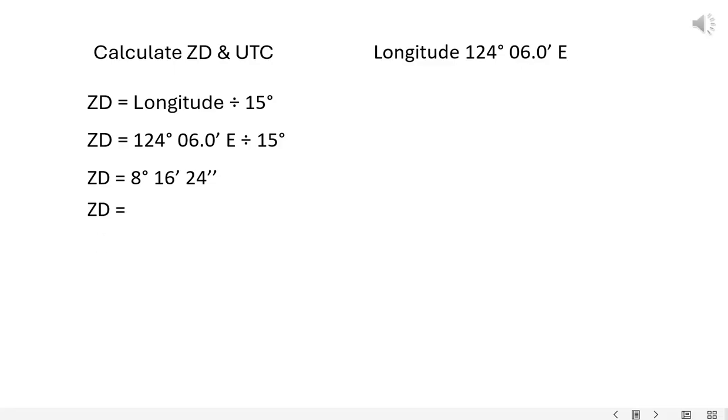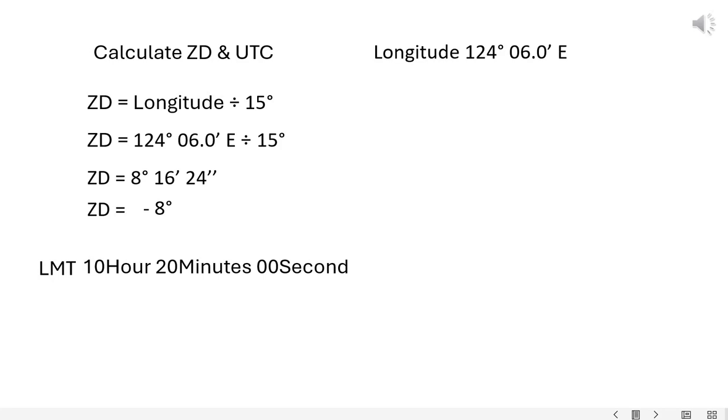Since zone descriptions are expressed as whole numbers, we use the nearest standard time zone, which is zone 8. Because the longitude is east of the prime meridian, the zone description is negative. So, the zone description is -8, written as ZD equals -8.